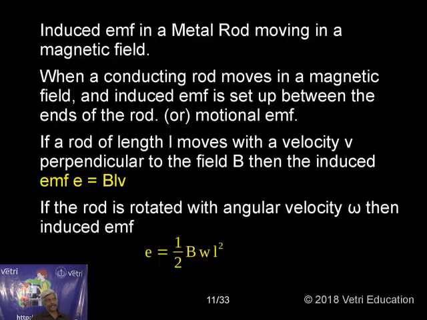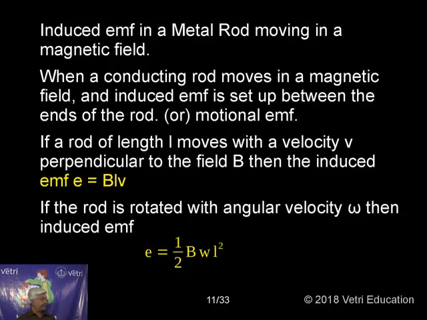What about a straight conductor carrying current? There it is the force, here the EMF. BLV, that means the area changes. If the rod is rotated with the angular velocity omega, then the induced EMF is equal to half into B omega L square. Be careful. Omega is angular velocity. If it rotates, the angular velocity comes. If it is in linear motion, the linear velocity comes. Everything we know. That is a formula for finding induced EMF when the conductor moves in a magnetic field.